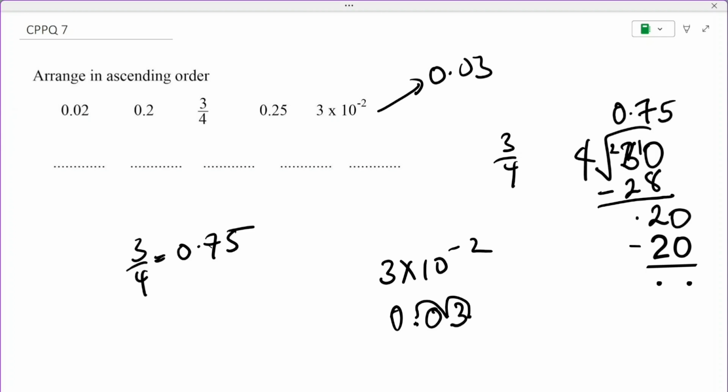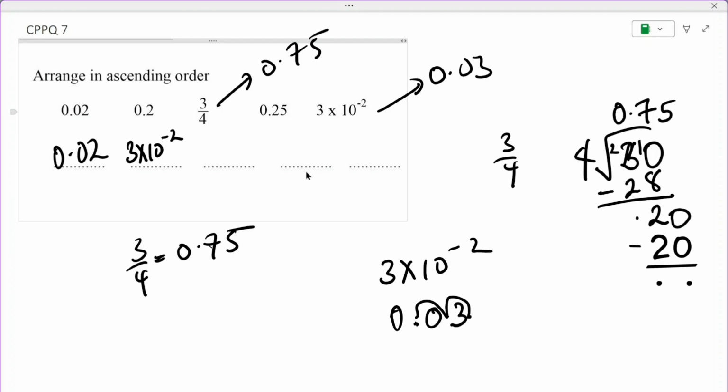We now need to arrange all in ascending order. Ascending order means from the smallest to the greatest. 3 over 4 is also 0.75. So of all of these, which is the smallest? 0.02 is smaller than 0.2. You have 0.75, you have 0.25, you have 0.03. 0.02 is the smallest, so we'll take it first. We're going in ascending order. The next is 0.03, which in this case is 3 times 10 raised to the power minus 2.